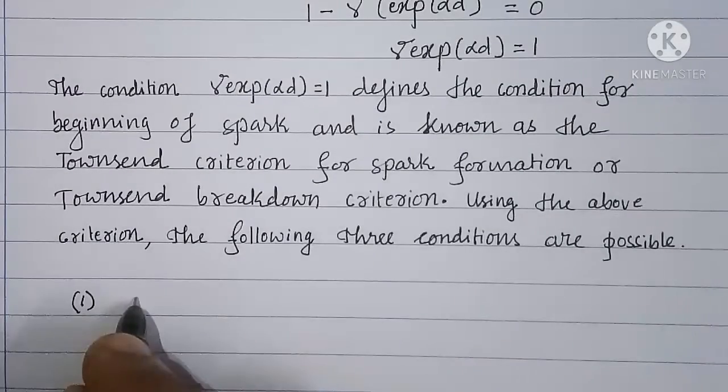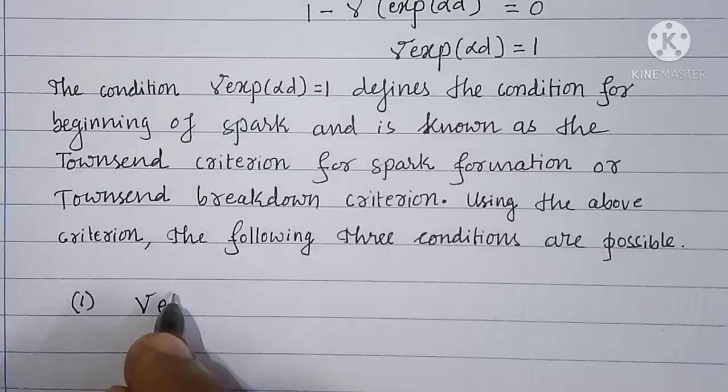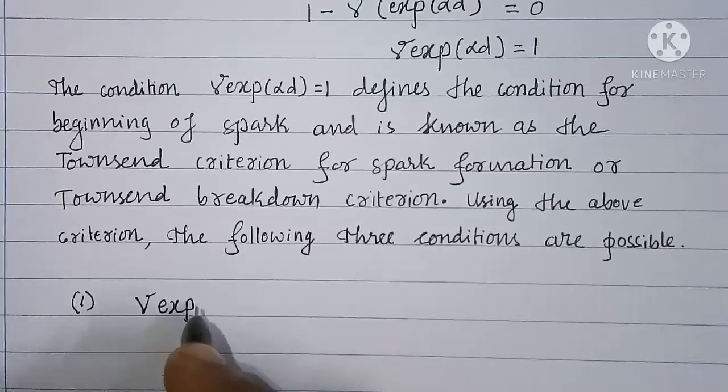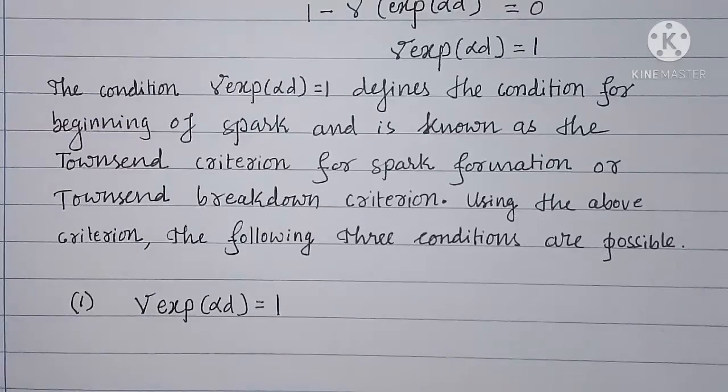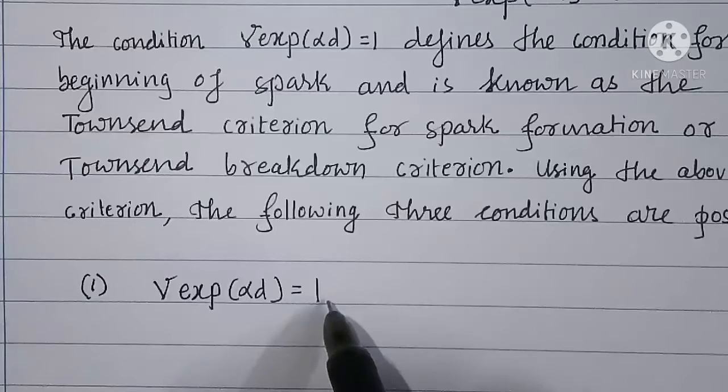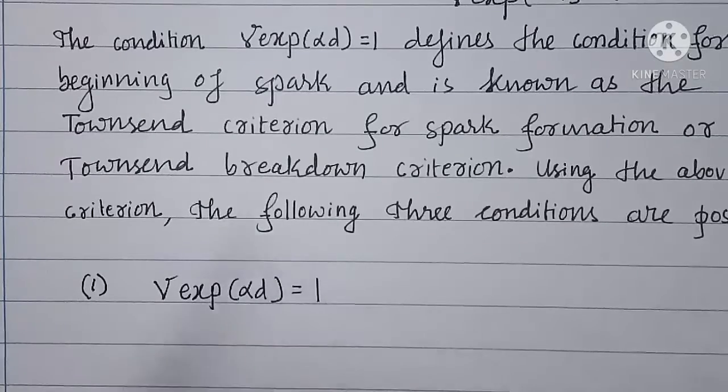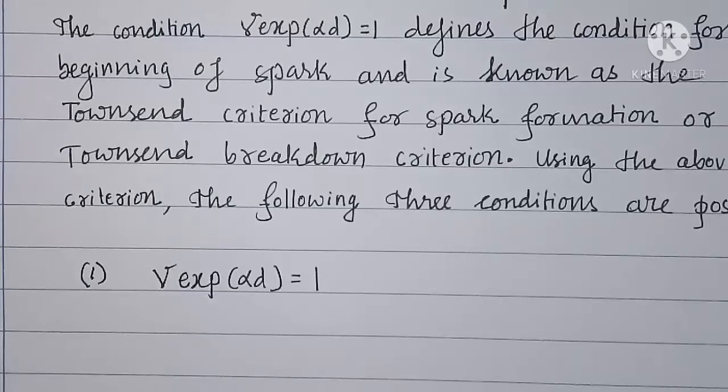First one, gamma into exponent of alpha d equal to 1. So if I put gamma into exponent of alpha d equal to 1 in the expression for current I, then current I becomes equal to infinity with the assumption that exponent of alpha d is much greater than 1.